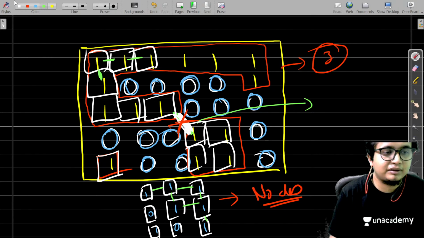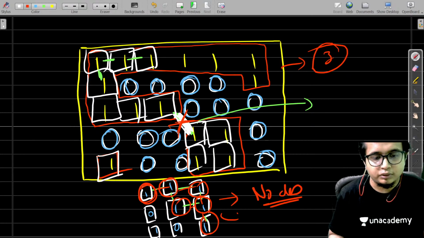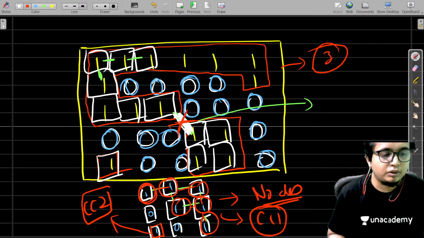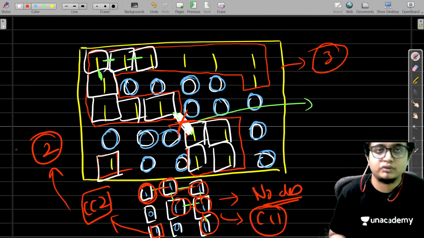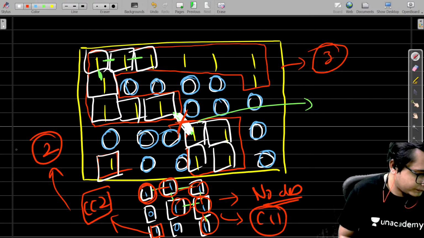So if you start applying DFS from, let us say, this node, then you would mark this node, this node, this node, this node as visited. So here you get the first connected component. Then finally you would start DFS from here as well, so you would get the second connected component. Here the number of connected components is equal to 2. Therefore, we say that the number of islands is equal to 2.